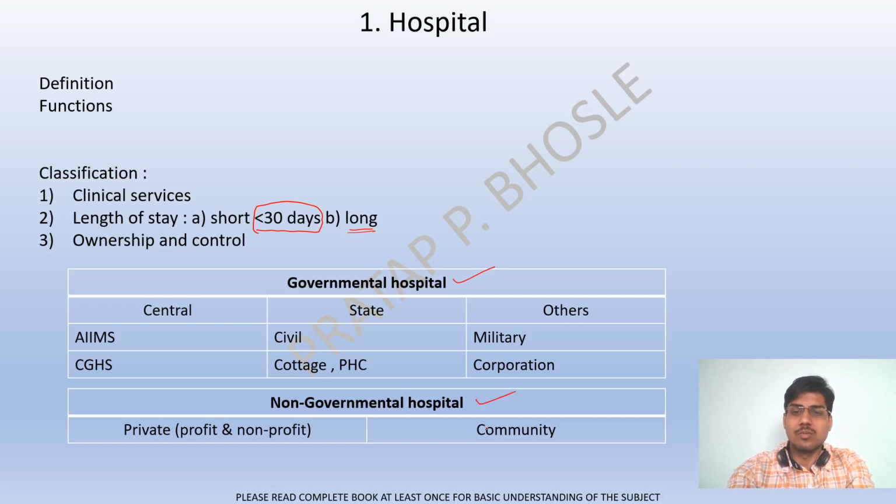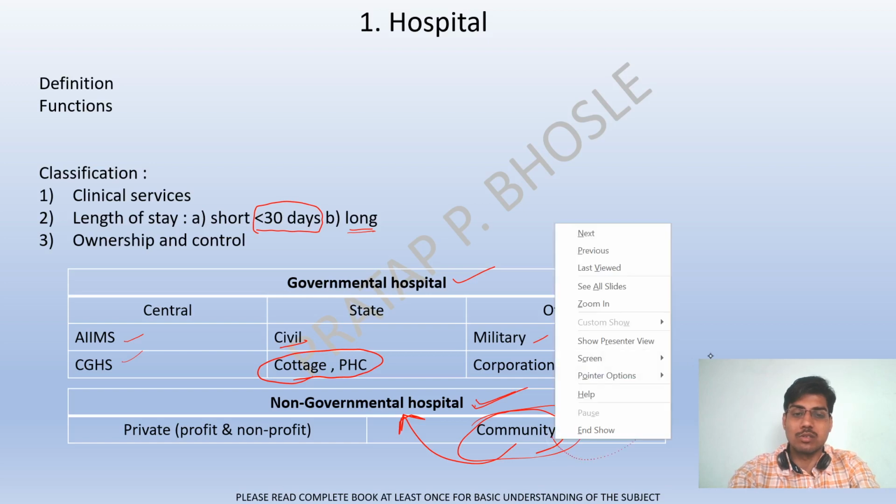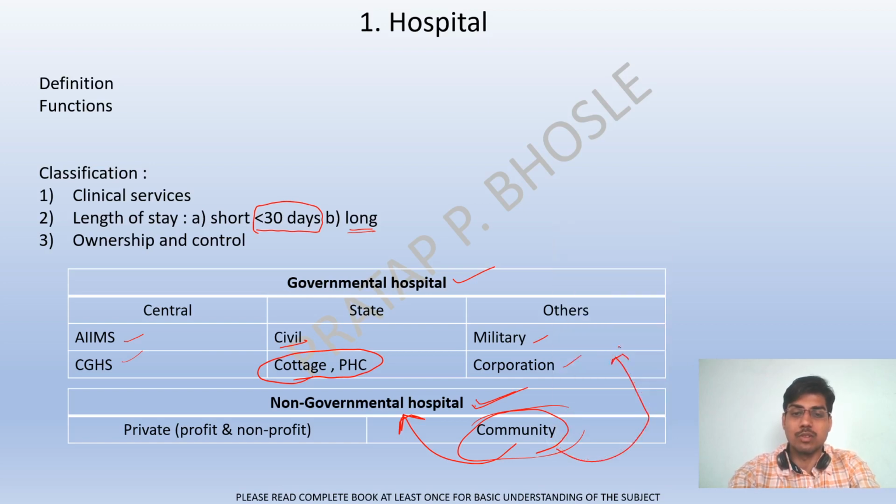Out of these, most of you will remember that the civil hospital, AIIMS, CGHS, military, and corporation hospitals are government hospitals. But remember, the cottage hospital and the primary health centers (PHCs) are also government hospitals. In the non-government hospitals, all the private hospitals, profit and non-profit also, and the community hospitals come under non-government. Sometimes you may consider community hospitals under government hospitals, so just remember this point.